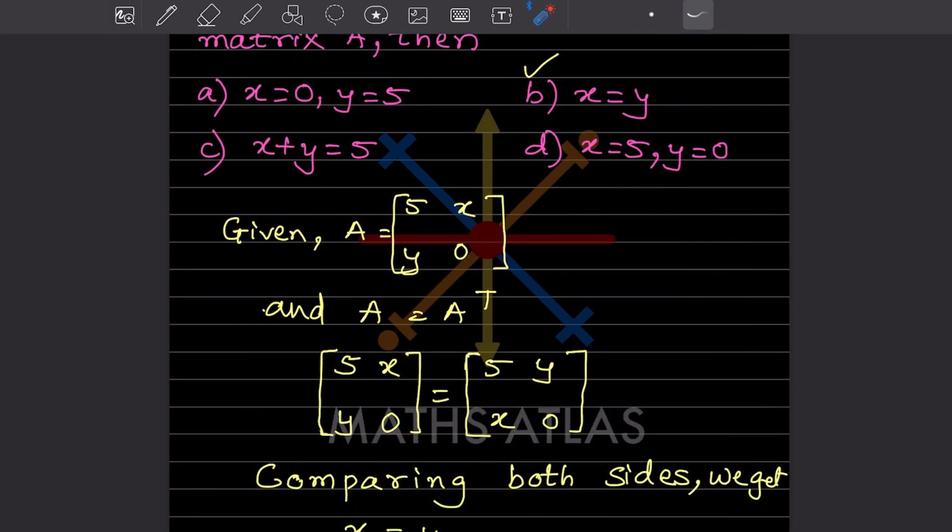Now see here, A is equal to A^T, A raised to T, that is the transpose. So this is A, and we have to write the transpose of it. Transpose means this 5 will stay here, but this Y will go to this side, and this will come here. These both are going to be the same, but this X will go here and Y will go there. Can you see here? This is called the transpose. So when we compare both sides, 5 is 5, so X should be Y. So X is Y, 0 and 0. So we can say X is equal to Y.